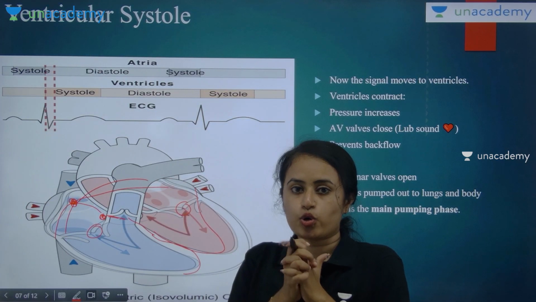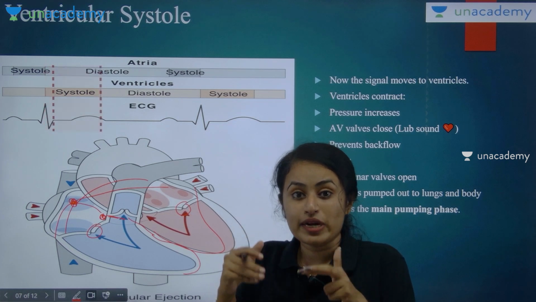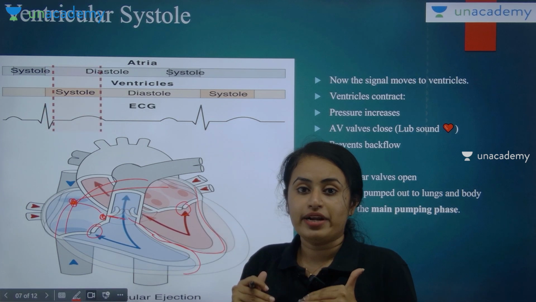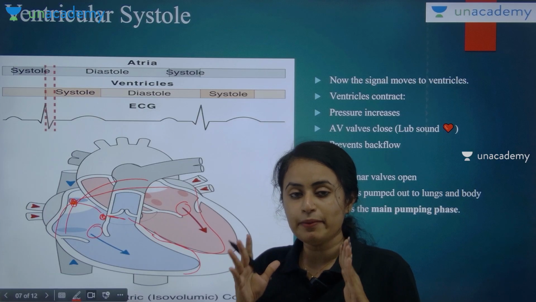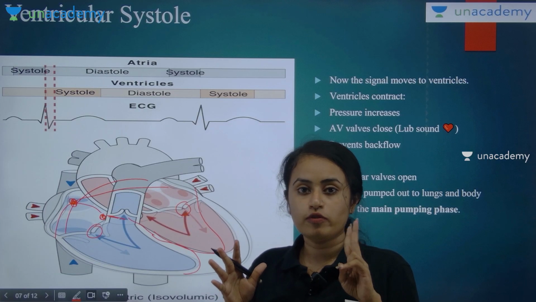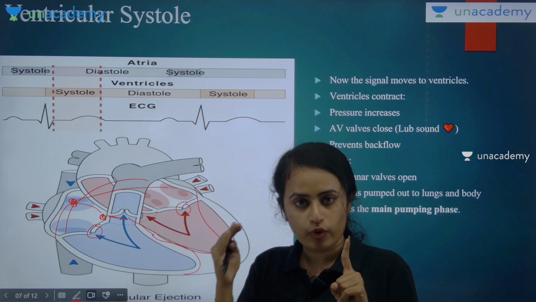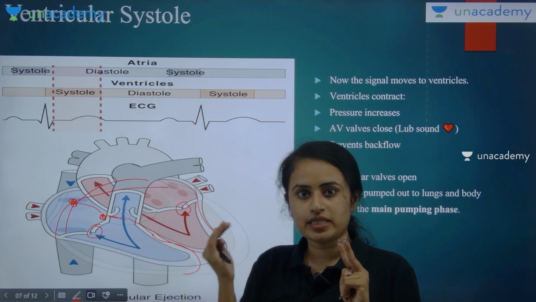This will undergo closure. For what? To prevent the backflow of blood from ventricle towards atria. We already mentioned the functions of the valve. Two functions: one, to allow flow in only one direction, and second, to prevent the backward flow.